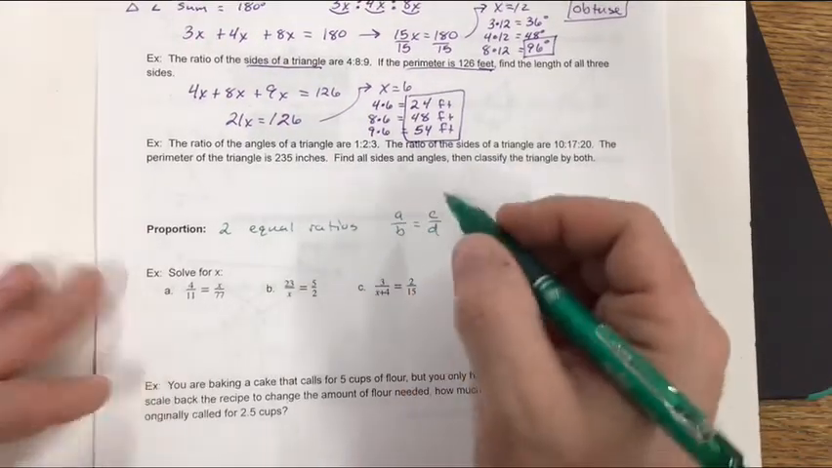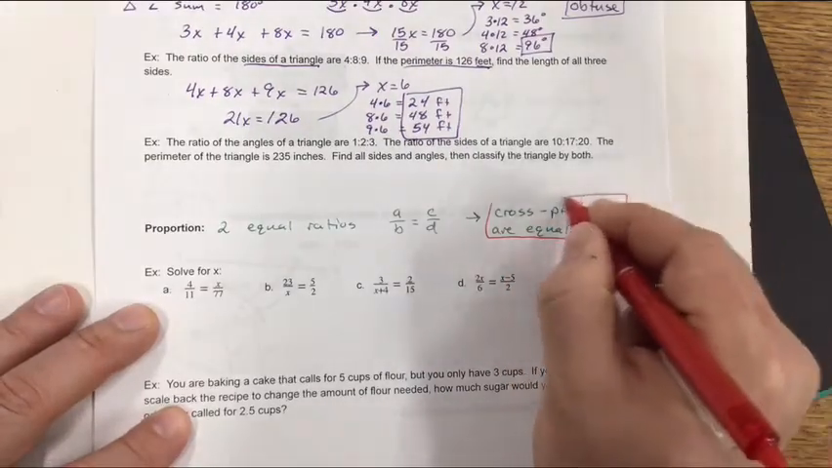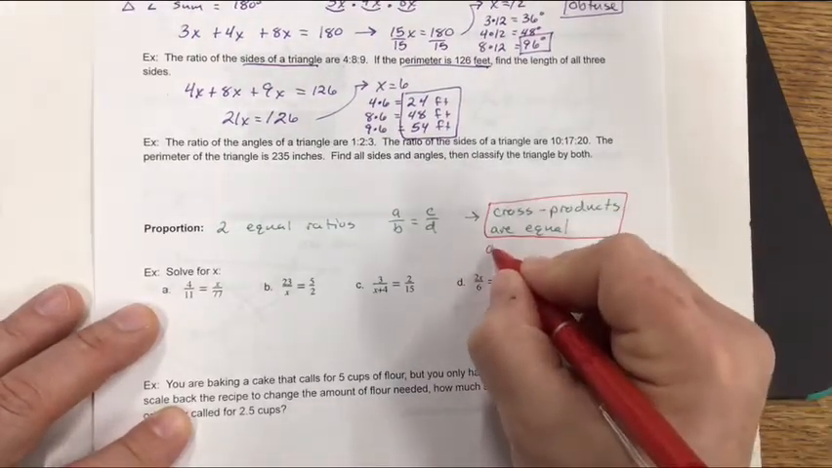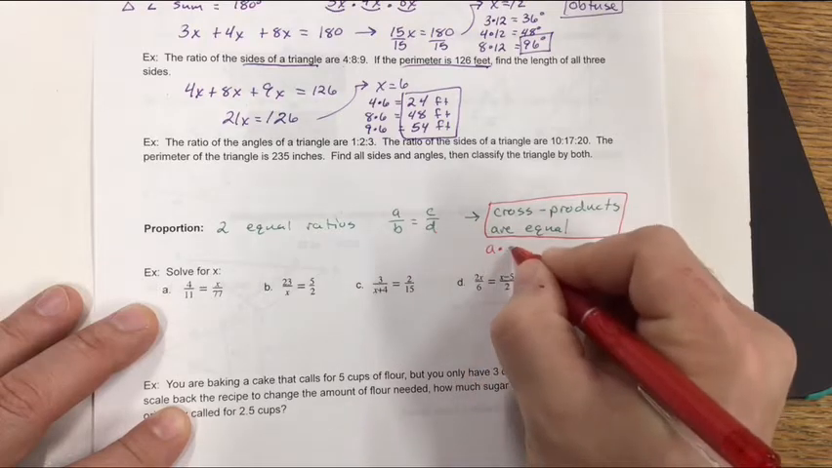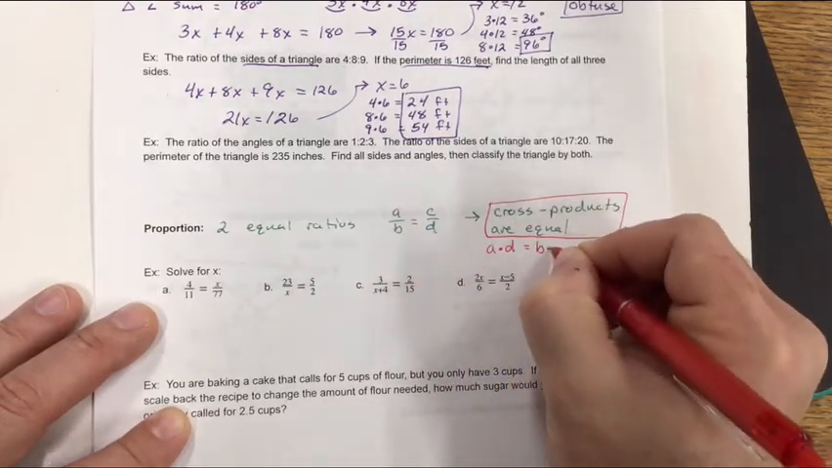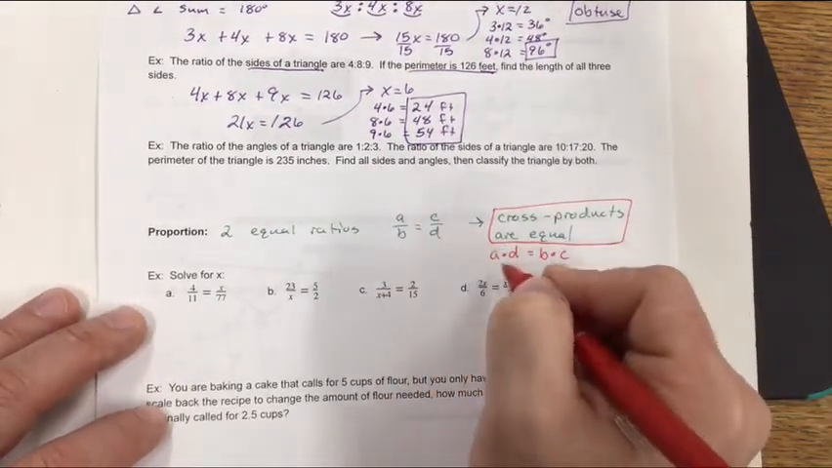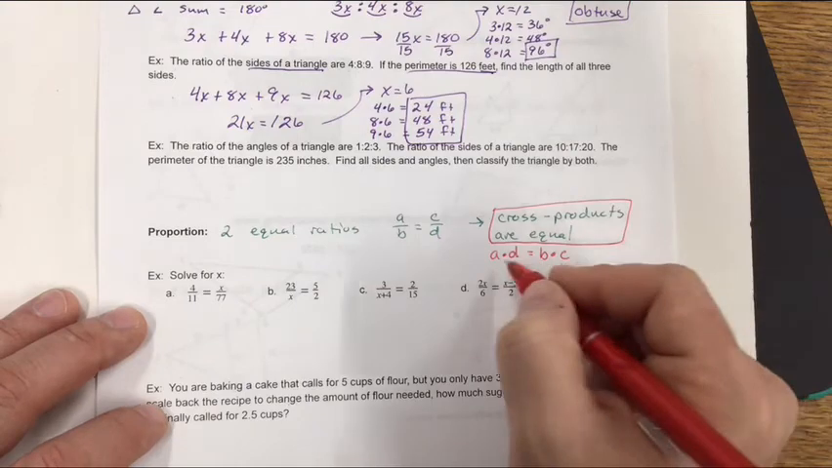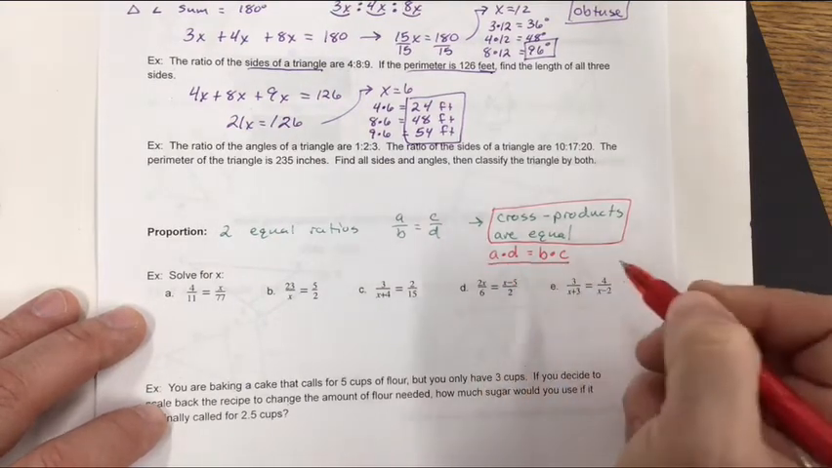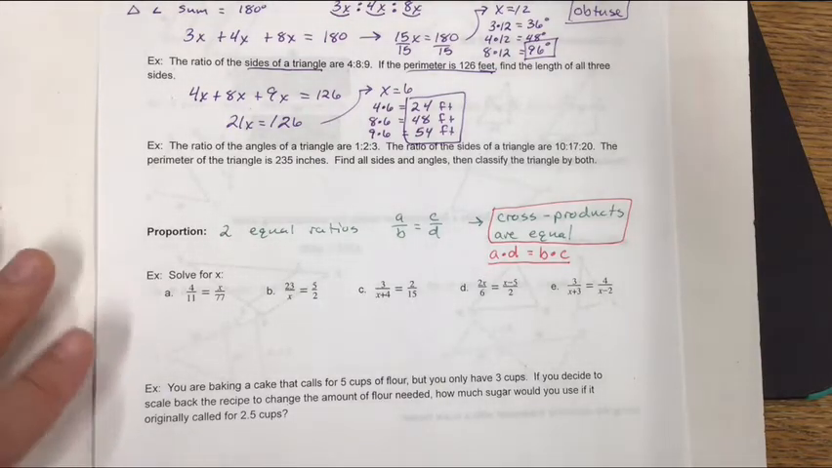So if that's my proportion, if I said this, that means that A times D has to equal B times C. And it really doesn't matter which cross product we put on the left or the right of that equation, but usually we write it like that. Okay, so we can use that idea to solve proportions. And you guys have probably heard this done before or done some of these problems before in other math classes.